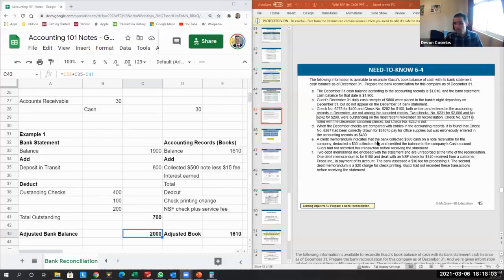Okay, so next question. When December checks are compared with entries in the accounting records, it's found that a check was correctly drawn for $340 to pay for office supplies, but was erroneously entered into the accounting records for $430.